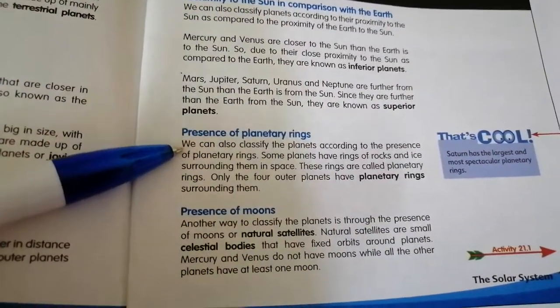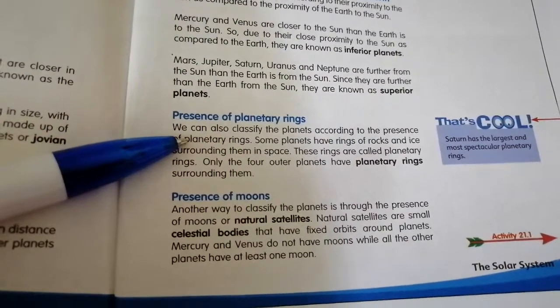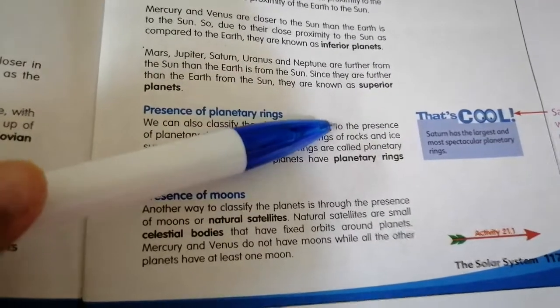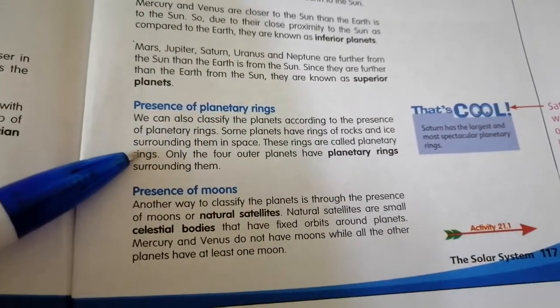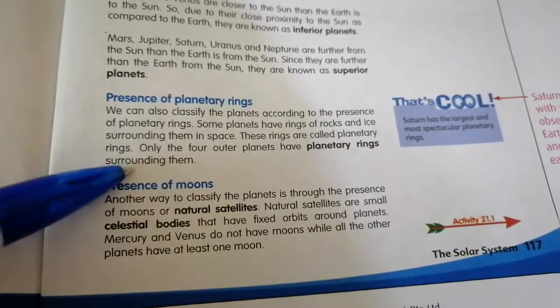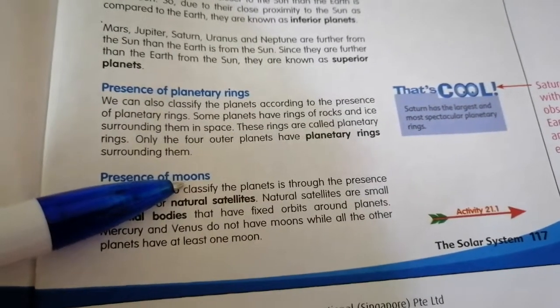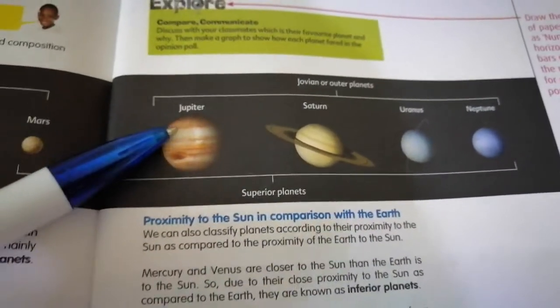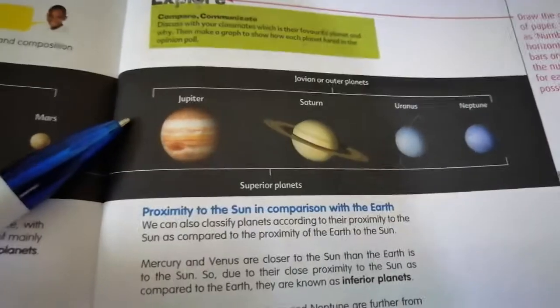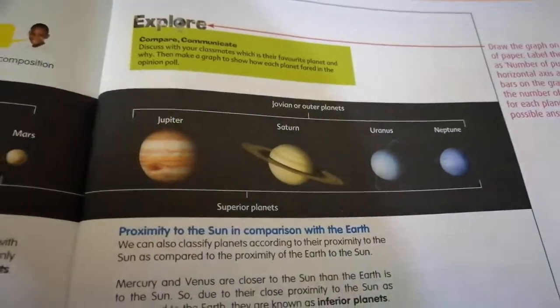Okay, next, the presence of planetary rings. We can also classify the planets according to the presence of planetary rings. Some planets have rings of rocks and ice surrounding them in space. These rings are called planetary rings. Only the 4 outer planets have planetary rings surrounding them. Actually these 4 planets have rings, but the obvious one, of course, is this one, the beautiful planet.